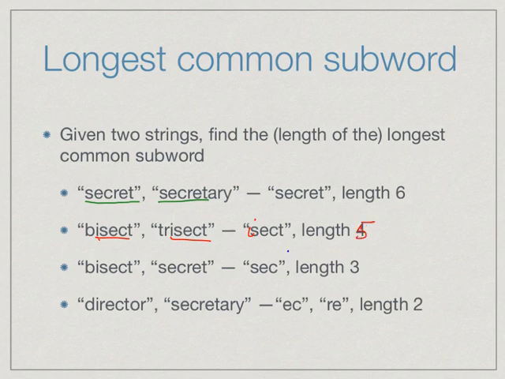Similarly, if we have bisect and secret, then SEC. So when we say subword, of course, we don't mean a word in the sense, we just mean a sequence of letters. So SEC is the longest common subword. This has length 3. And if we have two very different words like director and secretary, then sometimes we might have only small things. For example, here RE and EC are examples of subwords, but there aren't really very long words which are common to these. So the subword is only length 2.